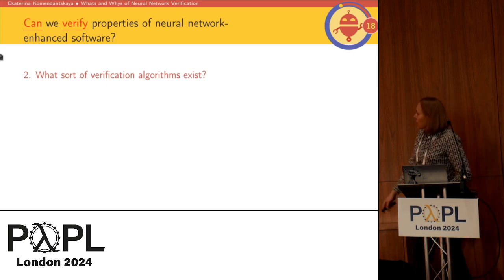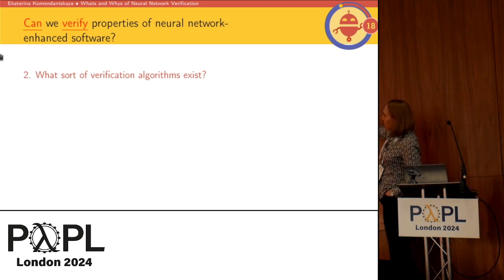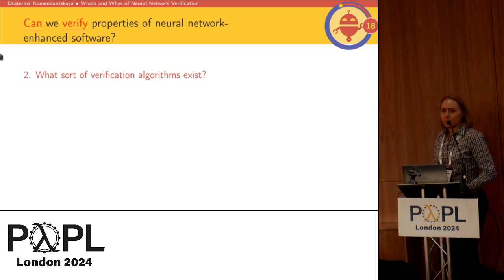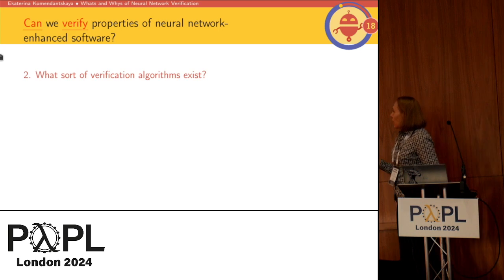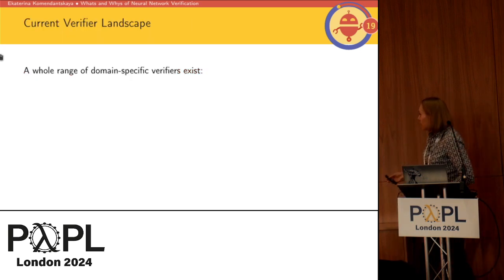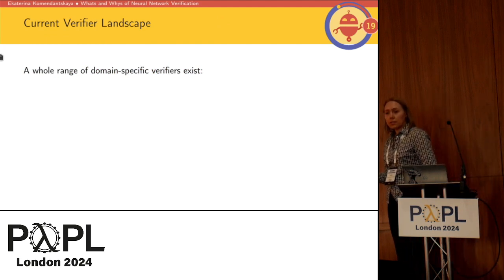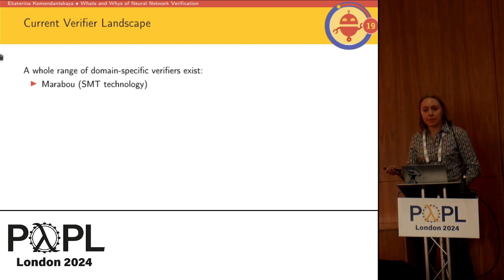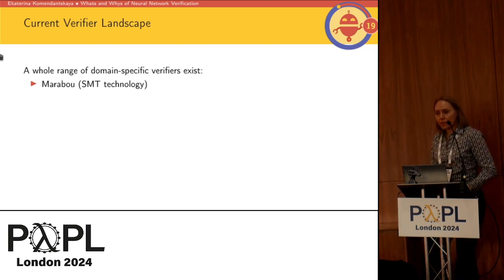Okay, so we come back to this question at the top. Can we verify properties of neural networks? Suppose I'm happy with the property I stated. Suppose it's robustness. And then, okay, what sort of verification algorithms already exist on the market? And we found out, even 4 years ago when we started the project, that plenty of domain-specific verifiers existed, and since then a lot more appeared, or those that existed back then became better.